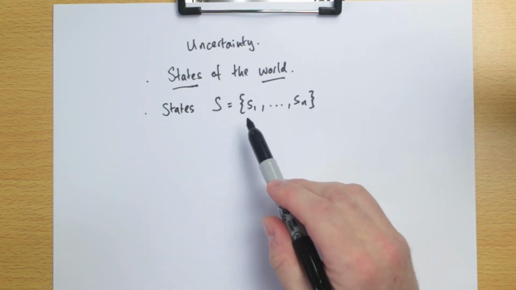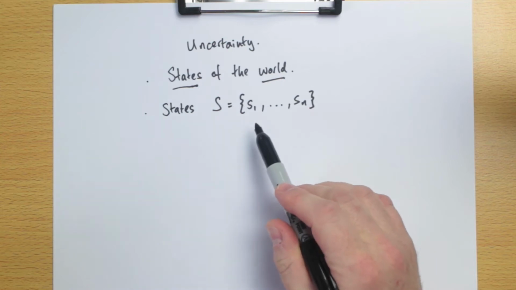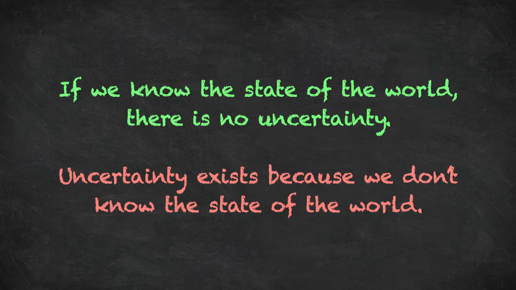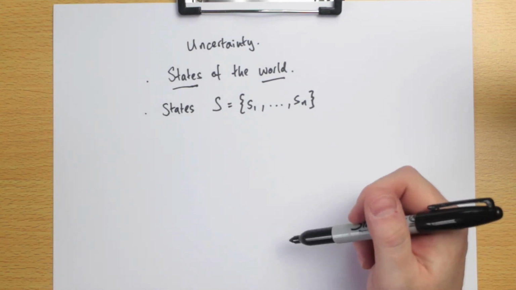Okay? Now, uncertainty exists in this case when we don't know the true state. Okay? So let me put this in large letters on the screen. If we know the state of the world, there is no uncertainty. So if we're able to fully describe the world in which we're interested in, insofar as our decision making is concerned, then we would say there is no uncertainty. Uncertainty exists because we don't know the state of the world, or we may not know the state of the world.